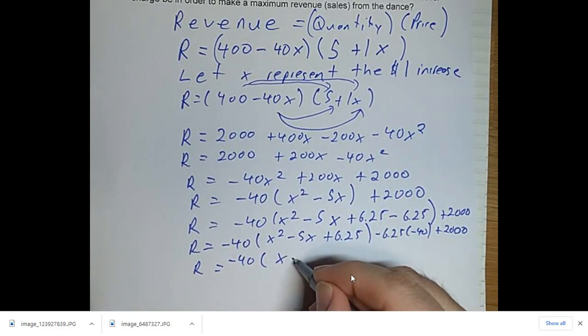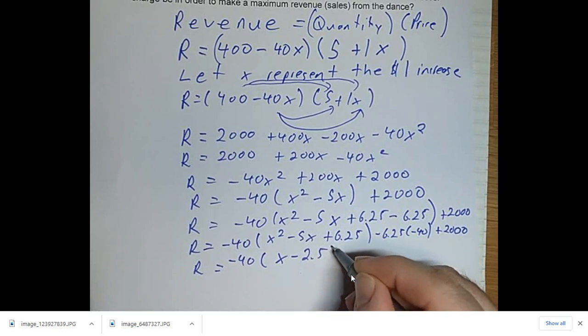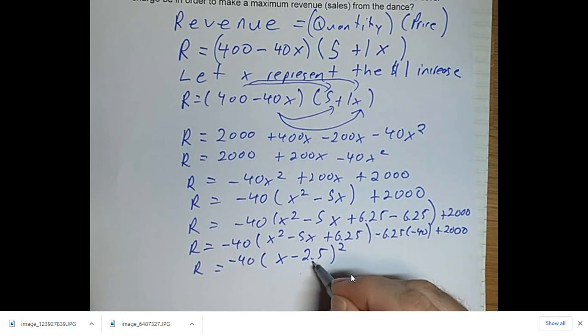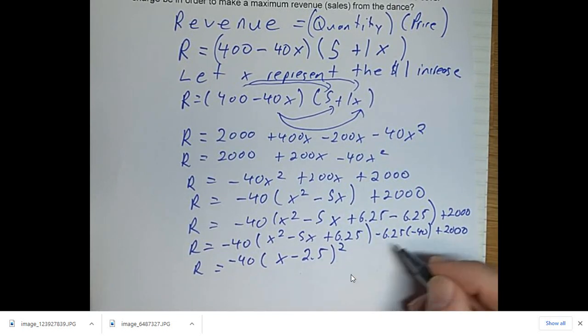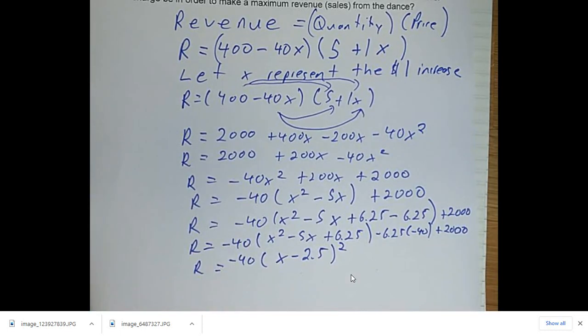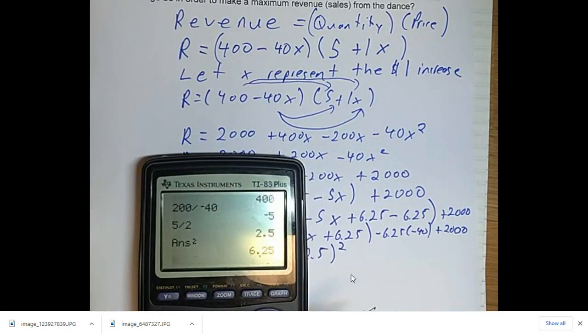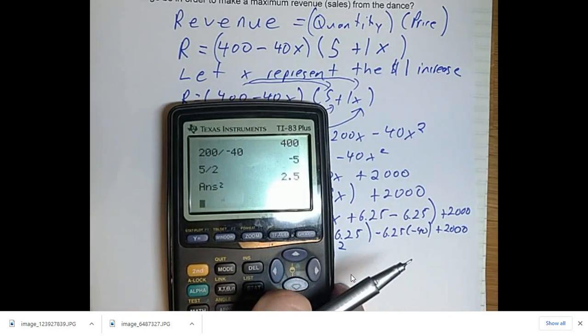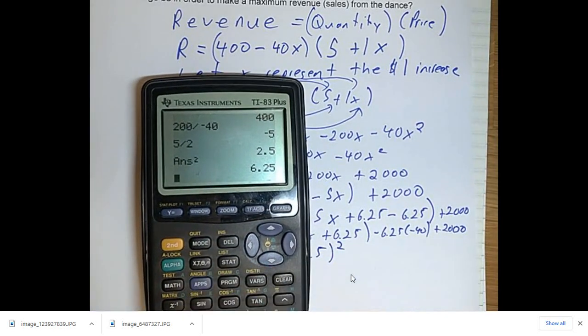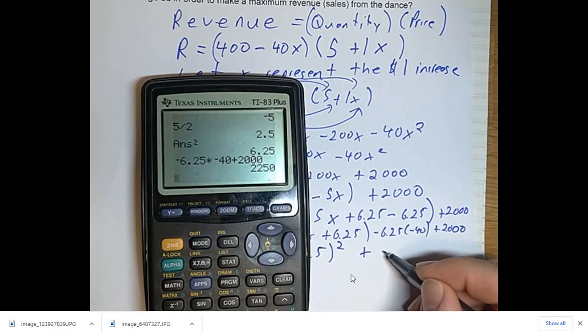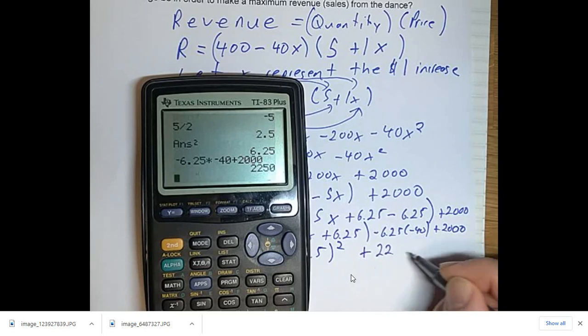X, half of that's minus 2.5 squared, or square root of that, you'll find it's 2.5 as well. And then we're going to do this work, just do it all in the calculator. So the next part here, we're going to do negative 6.25 times negative 40 plus 2,000. And we get plus 2250.